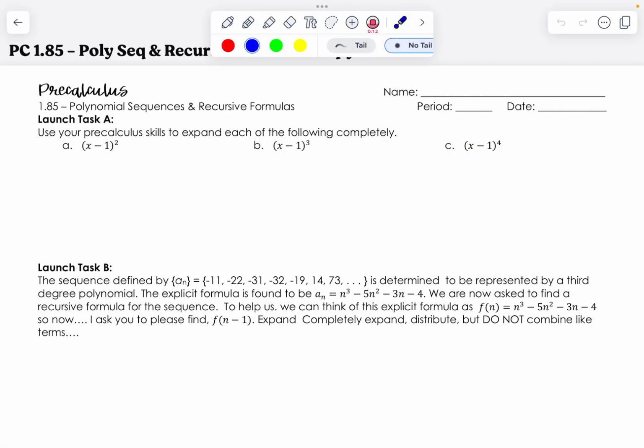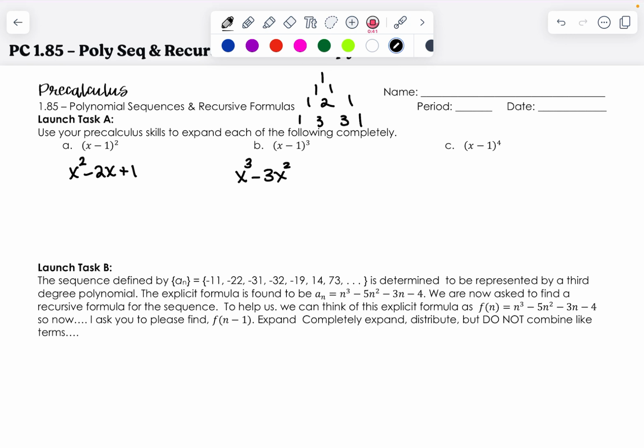All right, this is 1.85, polynomial sequences and recursive formulas. So let's take a look at the launch task A. It says use your pre-calculus skills to expand each of the following. So we know this one is x squared minus 2x plus 1. Well, if you remember Pascal's triangle, then this is x cubed minus 3x squared plus 3x minus 1.